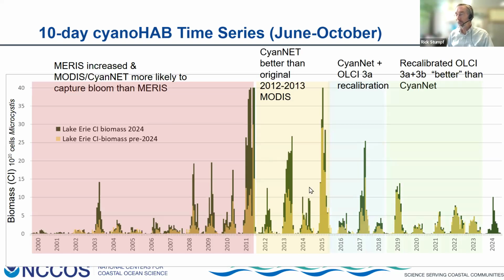The last ones here is OLCI went up in 2016, 3A and 3B in 2019. And OLCI and MODIS together picked up a bit more of the 2017 bloom. And then now it's pretty much all OLCI. And this reflects these adjustments, this recalibration, atmosphere correction changes. So there was no previous one for 2024, in case you're wondering. So this is all the new data set for 2024.